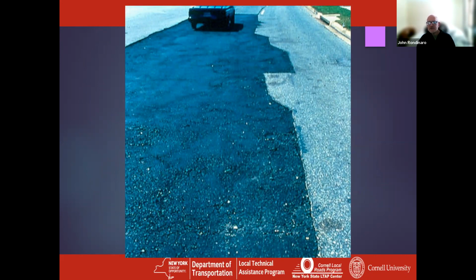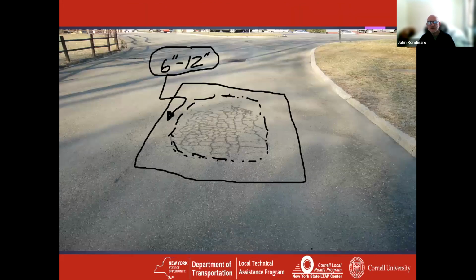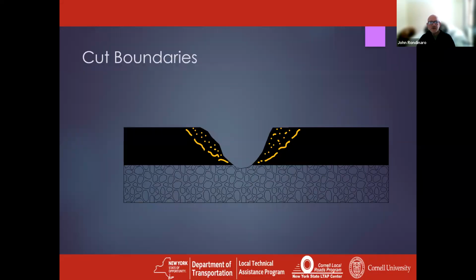Anything you saved in materials, you gave up in labor, and you've introduced a lot of weak spots. So what you do is you'd mark out the edge of your visible distress, and then you'd go 6 to 12 inches with a rectangle outside of that distress. The reason you do that is you've got a lot of fractured or distressed material up to 6 to 12 inches back behind the visible surface of that distress. So you want to get your boundaries marked out and cut in outside of those distressed areas.